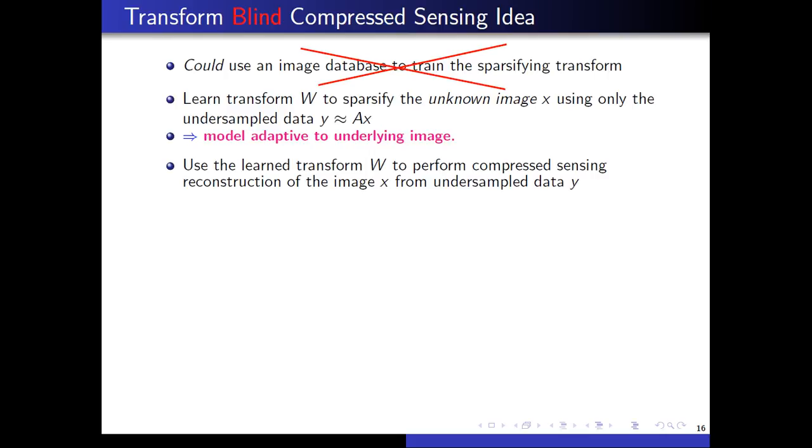And I want to acquire it using limited data. So how can that happen? That's kind of the challenge. Another reason not to use the corpus is often you're looking for abnormalities. So if you train on normals, you may not learn something that's applicable to the abnormality. Okay, so what we say, let's learn on the particular object that we're trying to reconstruct. So we want to learn the sparsifying transform to sparsify the unknown image using only the undersampled data. So this A gives you only a fraction of the components of the data. Learn on that. So we want a model which is adaptive to the underlying image, which is unknown. And then we want to use a learned transform to recover the image, which is unknown.